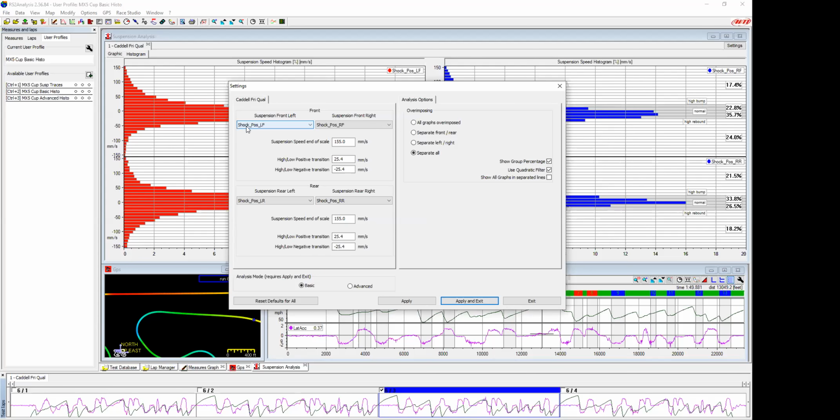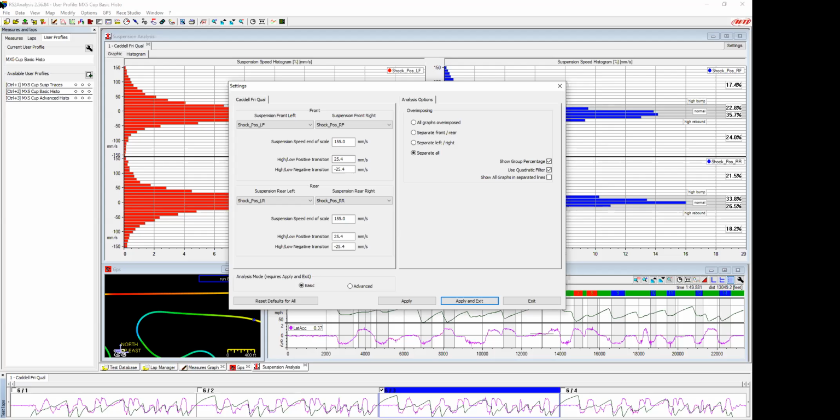You want the shock position, not the shock pot or the wheel travel, but the shock itself. You scale it. You tell it where your transitions are from your low speed adjustment to your high speed adjustment. You do that for the front of the car, the rear of the car. If you have selected a motorcycle as your vehicle type, you'll just have a single front and a single rear. Up here under file preferences and vehicle, can't see it right now, but those are settings, a lot of the settings in your settings box like this.